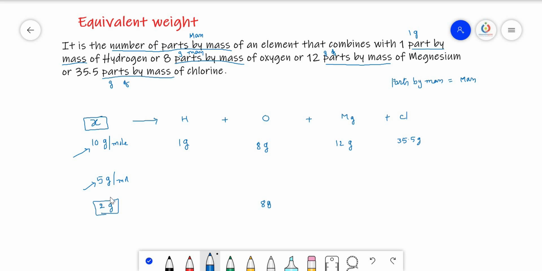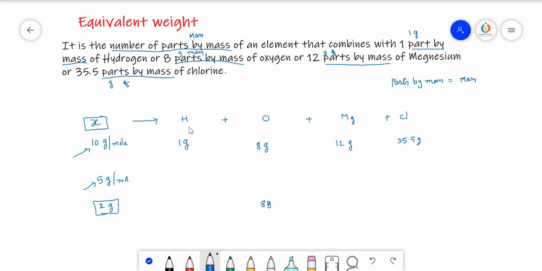So basically equivalent mass is the mass of an element that is able to combine with 1 gram of hydrogen. If hydrogen is not available, 8 grams of oxygen. If oxygen is not available, 12 grams of magnesium. If 12 grams of magnesium is not available, then 35.5 grams of chlorine. So that mass is called the equivalent mass.